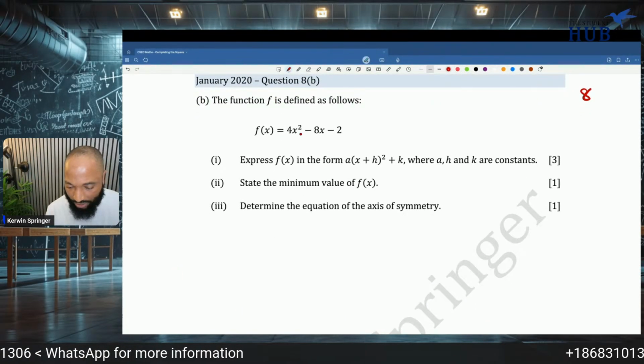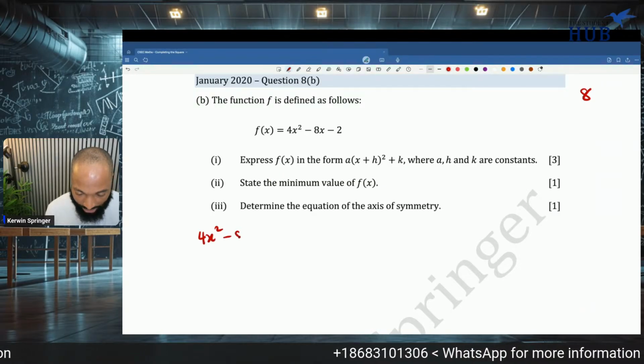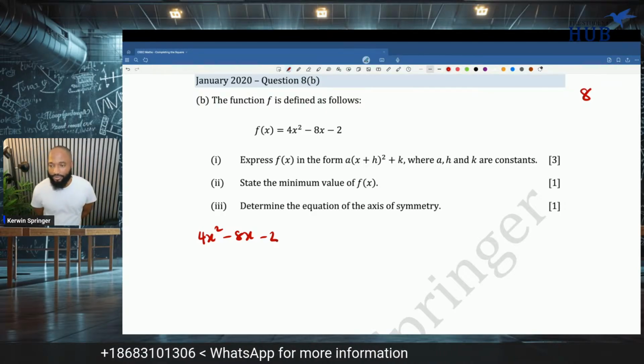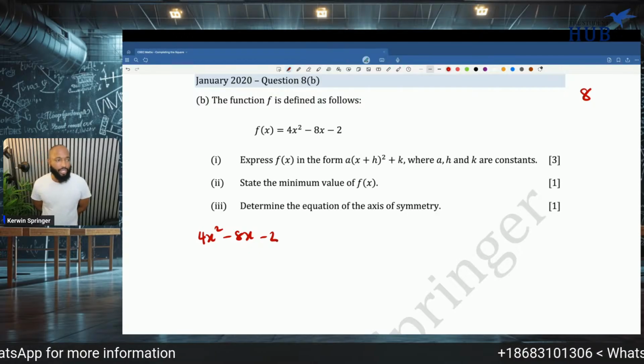The function f is defined as follows. Express f of x, so let's go. 4x squared minus 8x minus 2. Which method? What is the method that you all want me to use to complete the square here?